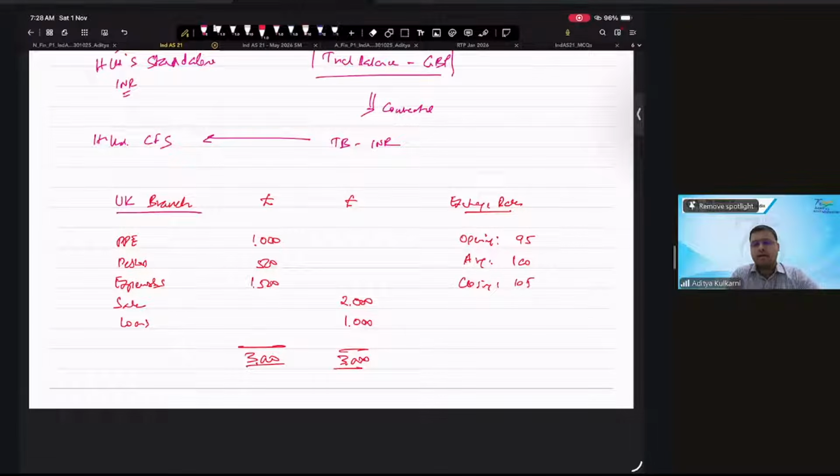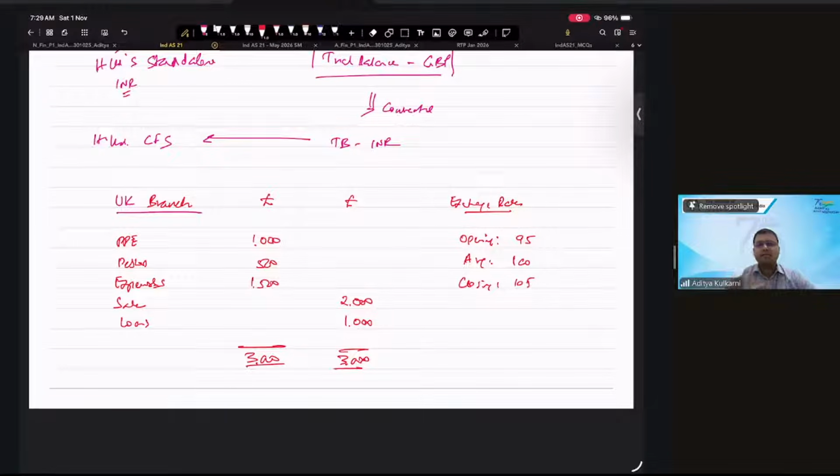Monetary items translated using which rate? Spot rate. Monetary, closing. I'm talking about the closing trial balance, not when you enter into a transaction. Monetary items will go at closing rate. Non-monetary items at cost will go at historical rate. And non-monetary items at fair value will go at the rate on the date of determination of fair value.